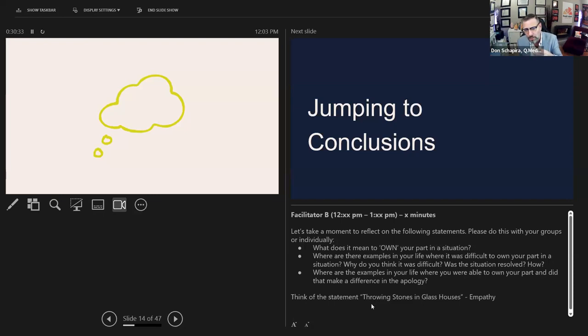What level of detail do you want to go into with your trainees? So when you start talking about where there are examples in your life where it was difficult to own your part in a situation, warning, that could be a very tricky question. Self-reflection on some of these versus audible discussion is important, because sometimes we can talk about things that we might not be prepared to handle as trainers. So keep that in mind as you go through.